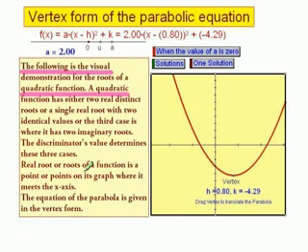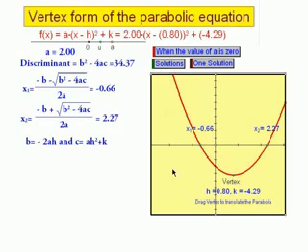Real root or roots of a function is a point or points on its graph where it meets the x-axis. The equation of the parabola in this example is given in the vertex form, which is given here. You can see it here. Now I will demonstrate these three cases visually.